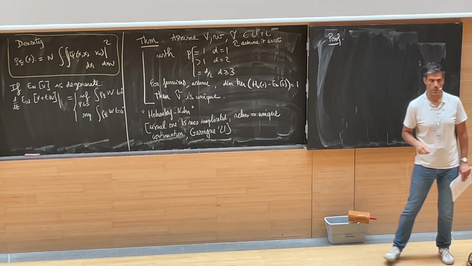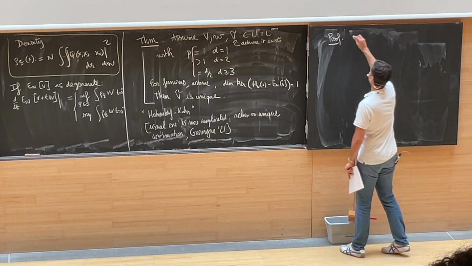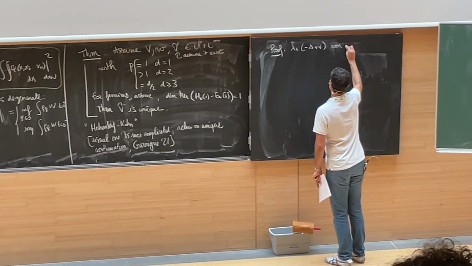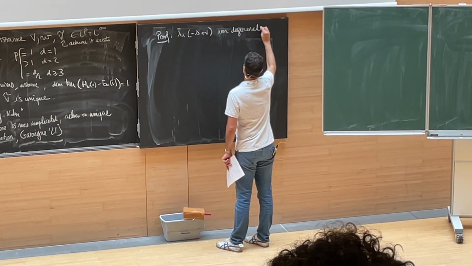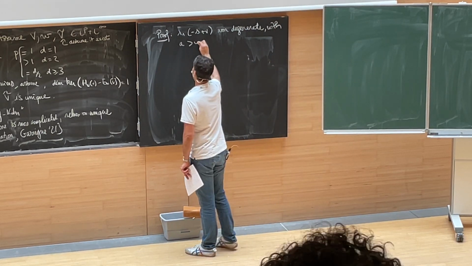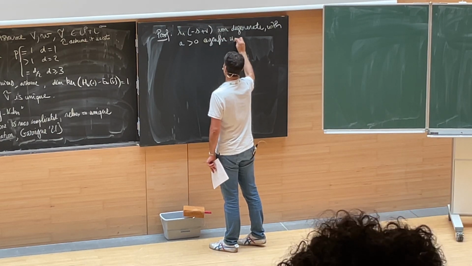So I'm going to use Perron-Frobenius, so I'm going to use the fact that the lowest eigenvalue is always non-degenerate, when I'm in the full space. Okay, so I'm going to use that the lambda 1 of minus Laplace plus V is non-degenerate under this assumption, with a strictly positive eigenfunction U1.